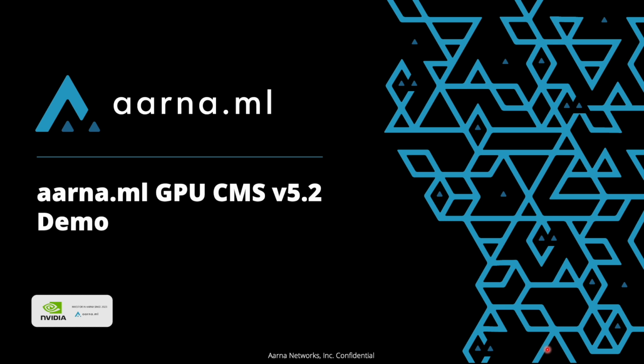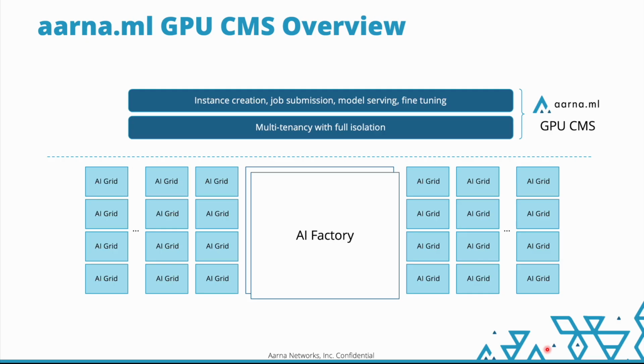But before we go through the demo, very brief about our product. So our product essentially manages both centralized AI factory and distributed AI grids. And our software is composed of two layers. The lower layer is all dealing with the infra, which offers multi-tenancy with full isolation. And the top layer supports PaaS features like instance creation, job submission, model serving, etc.